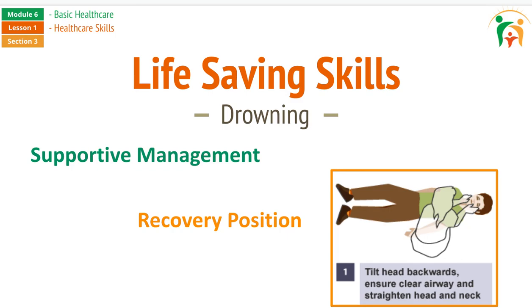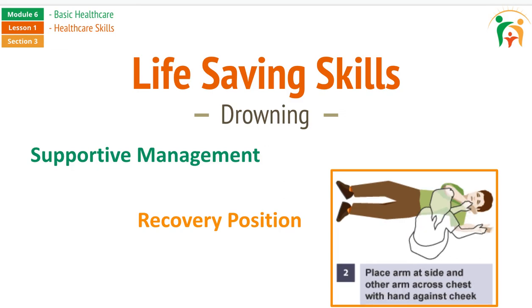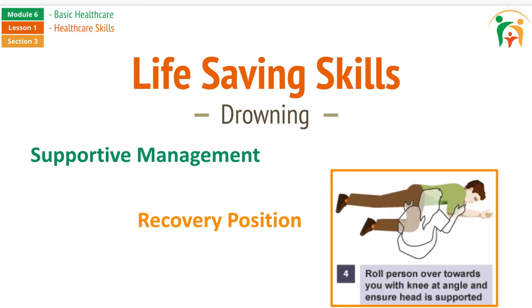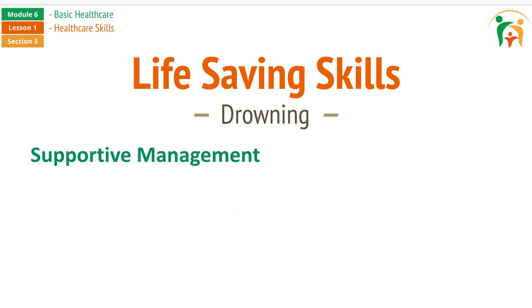The recovery position is as shown in the diagram. Always ensure the head is tilted backward to keep the airway clear, and straighten the head and the neck. Place one arm at the side, the other arm across the chest, and the hand against the cheek. Bring the far knee up to a 90 degree angle. Roll the person over towards you with the knee at an angle and ensure the head is supported.